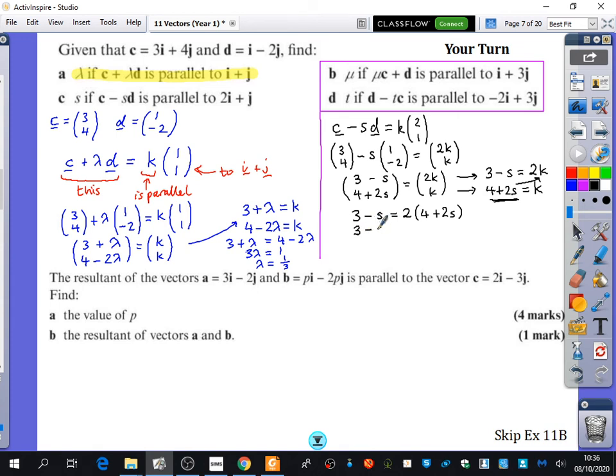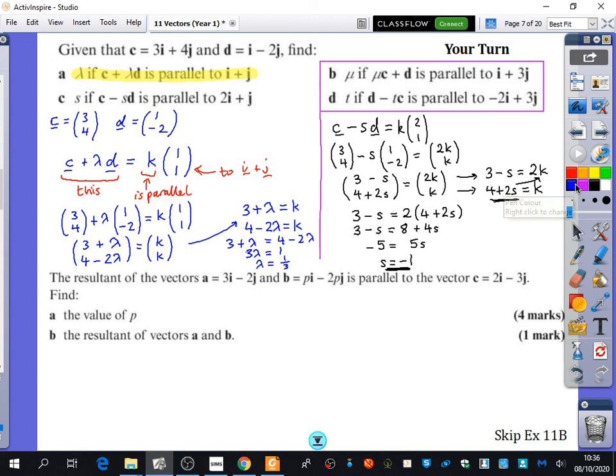And I get that 3 minus s equals 8 plus 4s. Remember, these are s's, not 5s. When I solve this equation, I'm going to add s to this side so that I get 5s. That's confusing, a 5 and an s right next to each other. And then I'm going to do 3 minus 8, which is minus 5. So what is s equal to? Minus 1, okay? Now s is equal to minus 1.